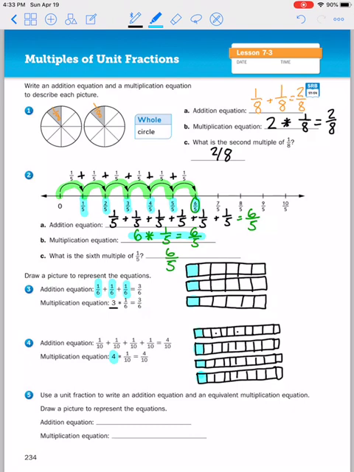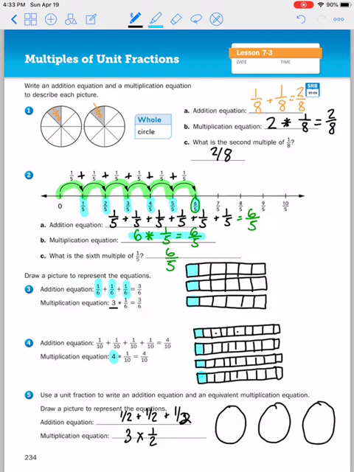Now number 5, you guys can create your own unit fraction combination. So if I did, for an example, if I did 3, well, that was my addition. If I did 1/2 plus 1/2 plus 1/2, that would be 3 times 1/2. And I would draw 3 fraction circles or fraction bars for my picture.